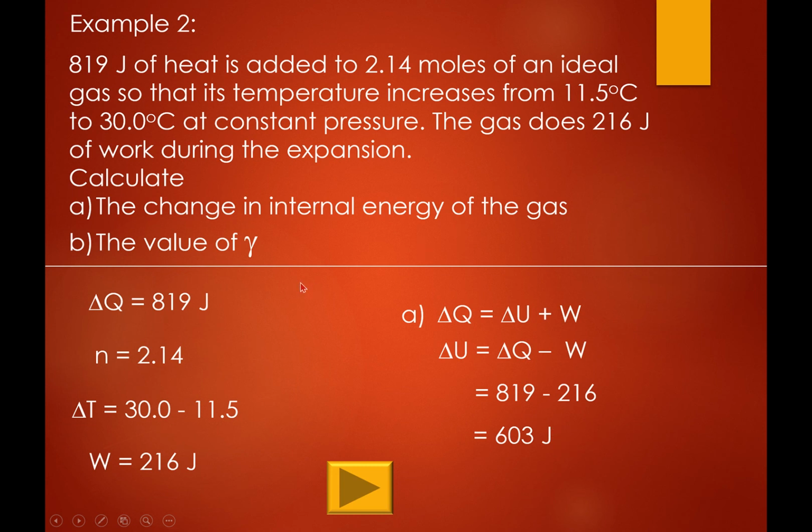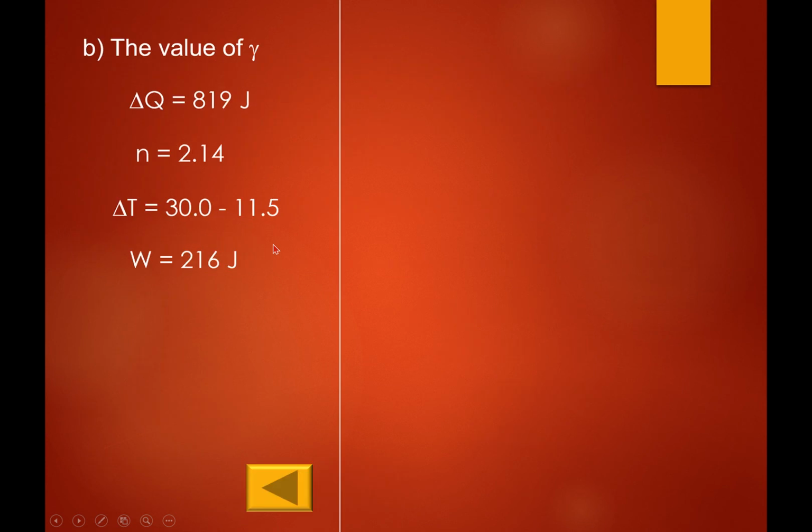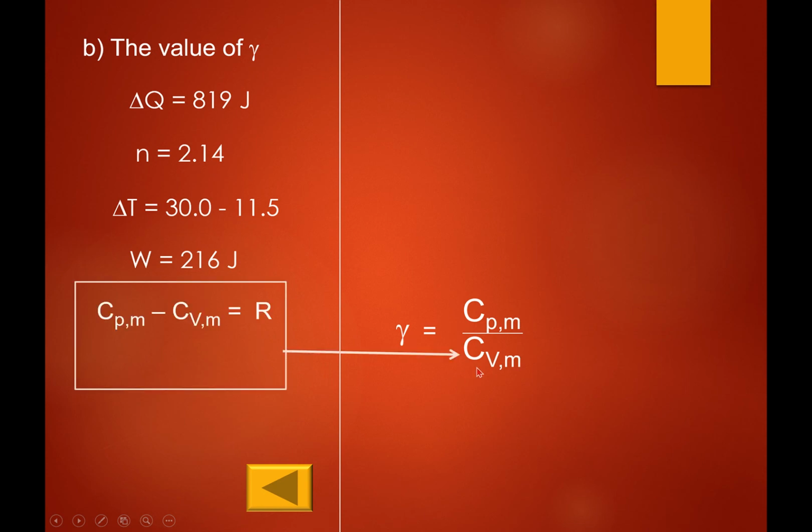Next, to determine the value of gamma, the ratio of molar heat capacities, we can use CPM per CVM. This is the definition of gamma. To get CVM, we use the relationship between CPM and CVM. So CPM minus CVM equals R. We bring R to the right side, it becomes CPM minus R, which equals CVM. So we can substitute here, and we get CPM per (CPM minus R).